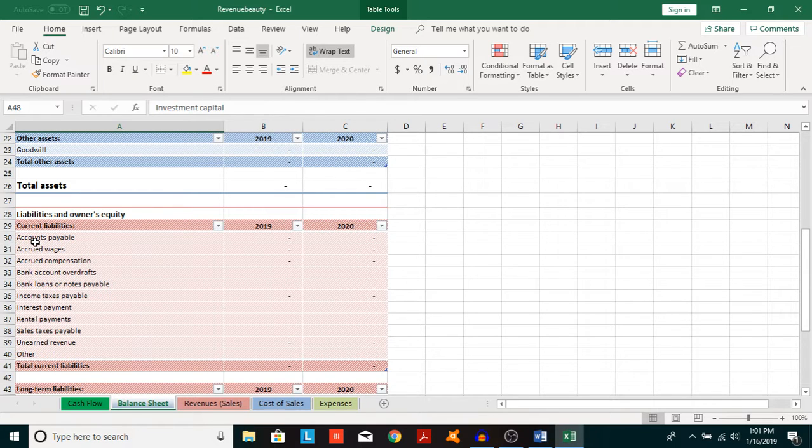Accounts payable. This is money owed to the supplier. Accrued wages. These are owed to the employee. Bank account overdrafts. These are short-term advances made by the bank for overdrafts. Income tax payable. These are taxes owed to the government that have not yet been paid.